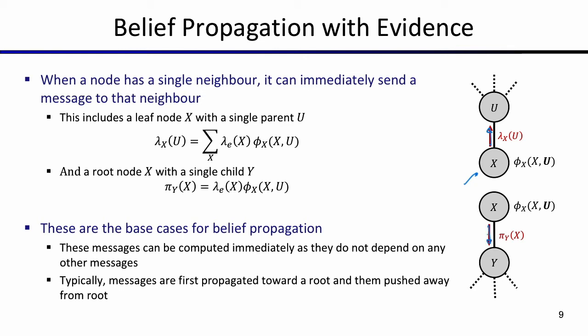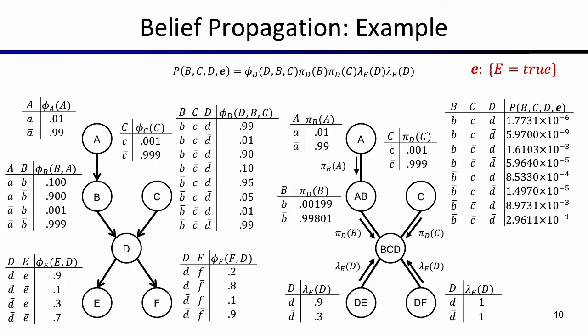So in this case here, the message is going to be slightly simpler because they will not involve other messages. So in this case of sending a message up from X to its parent, this message will only involve the evidence indicator and the factor in the node, and we're going to eliminate the variable X. For a message that's going from the top, from the root node to a node that is its child, it's going to be one of these pi messages here, only involving the evidence indicator and also the factor, and I don't need to eliminate any variables in this case. So we have one example here.